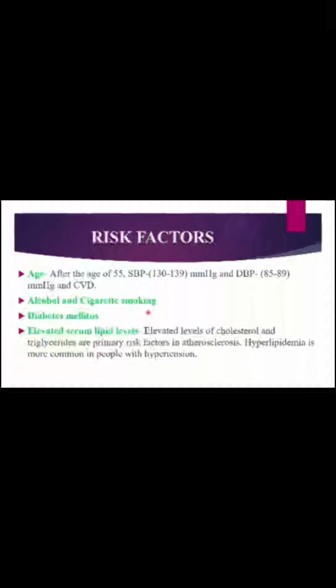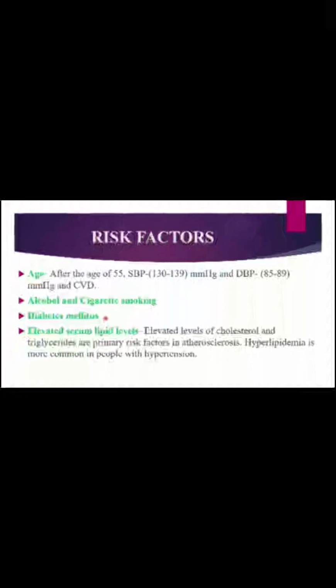It's a common history. If the patient has a history of alcohol consumption and cigarette smoking, these people have a risk of hypertension or getting cardiovascular disease. Then diabetes mellitus. In diabetes mellitus, the body becomes resistant to insulin, so the pancreas tries to compensate by producing more insulin. For that reason, there is a high insulin level in the blood.